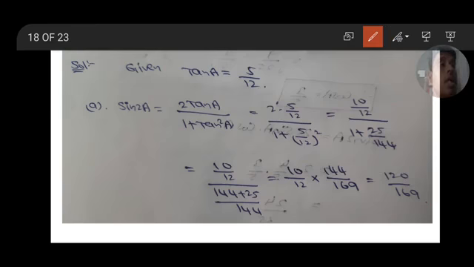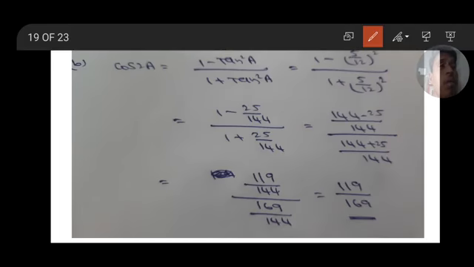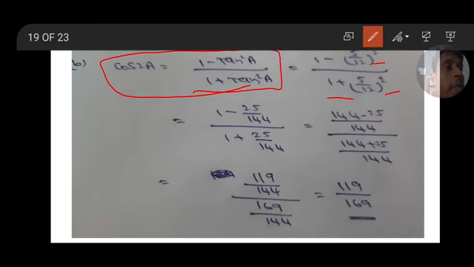Next, cos 2a. The formula for cos 2a is 1 minus tan square a by 1 plus tan square a. So 1 minus tan square a, means 5 by 12 whole square, and 1 plus 5 by 12 whole square. 5 by 12 whole square means 25 by 144. That is 1 minus 25 by 144 by 1 plus 25 by 144.